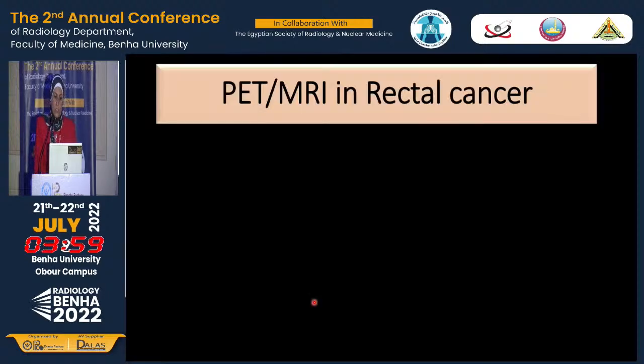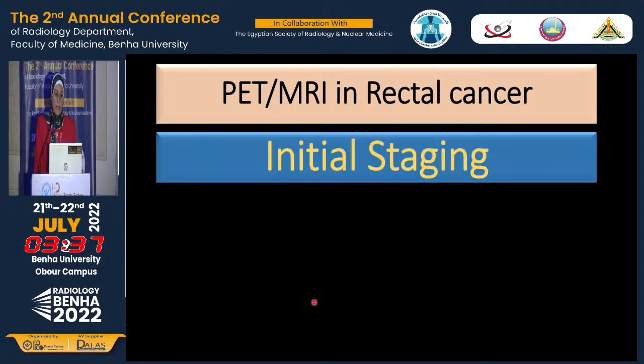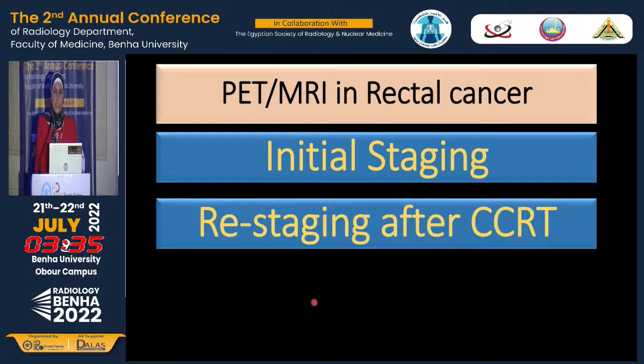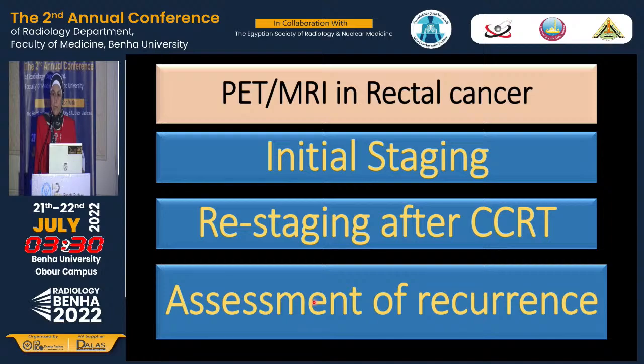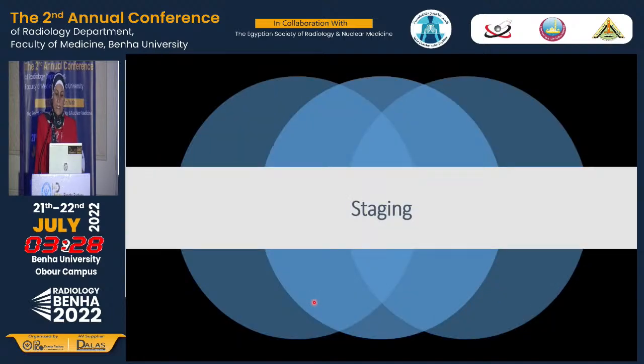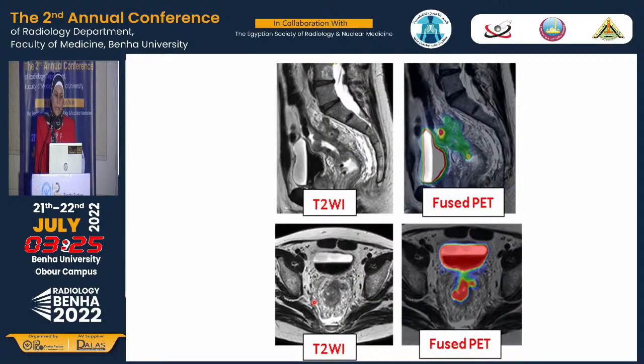Let's move to the rectum, which is very important in evaluation in the PET MRI. And nowadays, the NCCN guidelines, which are the most powerful guidelines in oncological management of the patient, included the PET MRI for anorectal cancer prior to initial staging, and it is implemented in the guidelines nowadays. PET MRI is used in initial staging, restaging after concurrent chemo and radiotherapy, and it is also very useful in evaluation of recurrence. Let's see some examples as regards the initial staging.